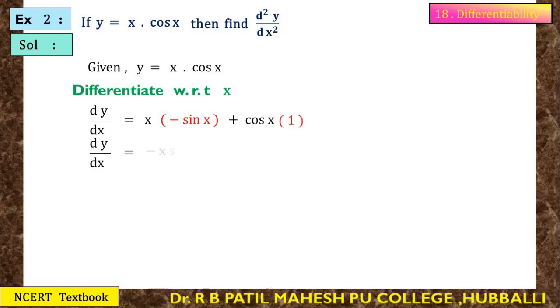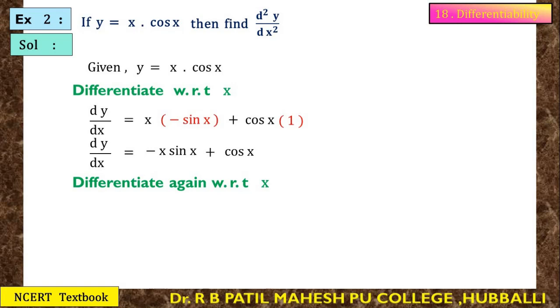So rewriting this, it becomes minus x into sin x plus cos x. Now this is the dy by dx function. So this is a sum of two functions. In the first term we have a product of two functions, one is minus x and the other is sin x. The second term is cos x, it is a single term. So first I directly differentiate again with respect to x.